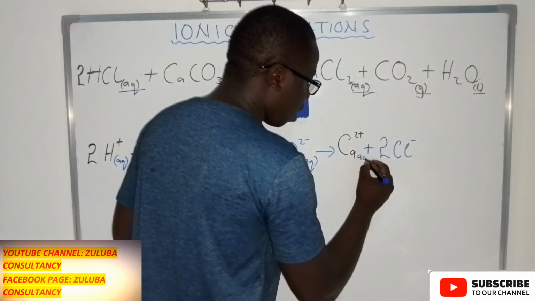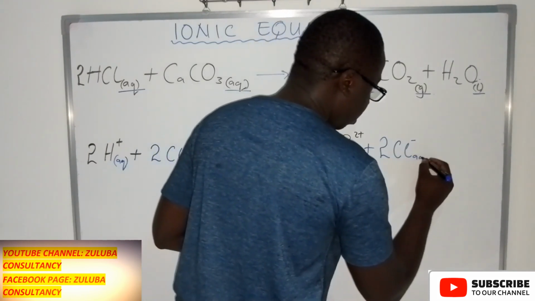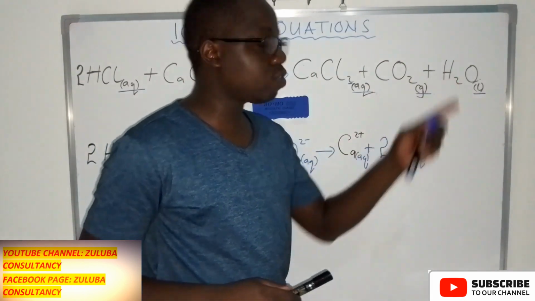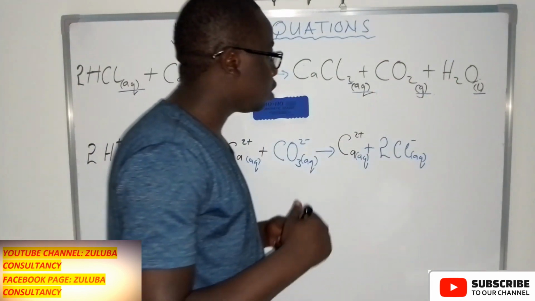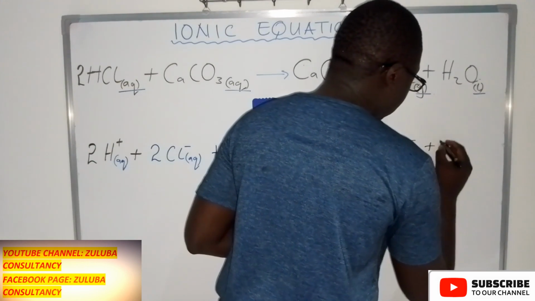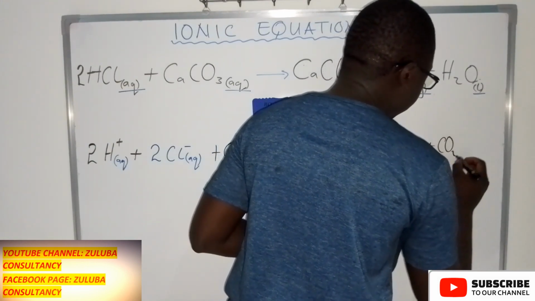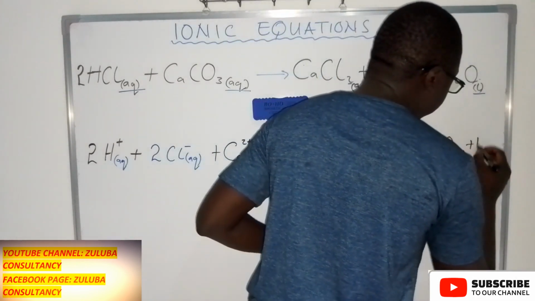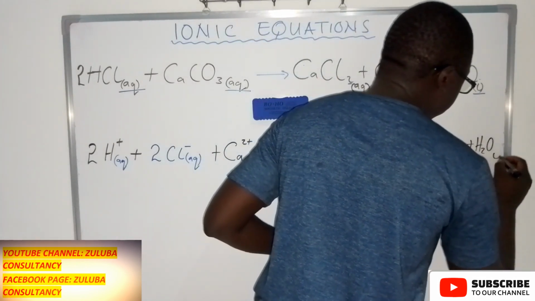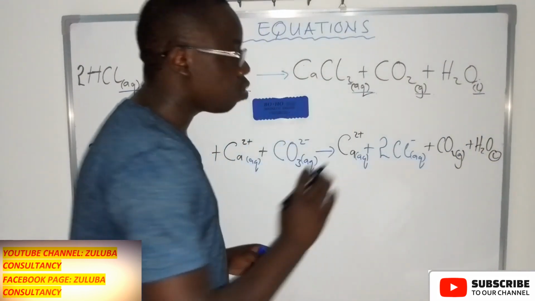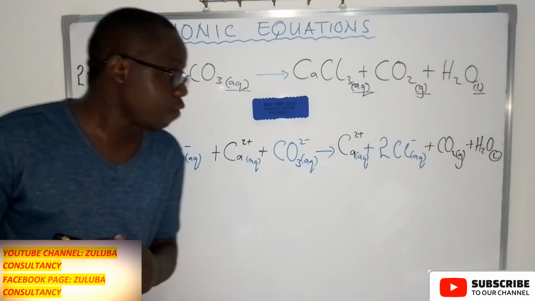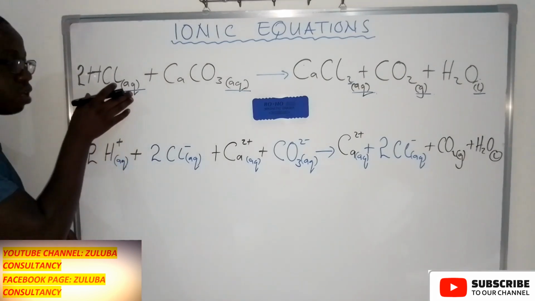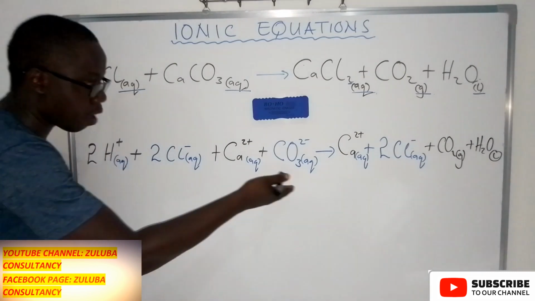So these are in aqueous. Then we said these 2, because there is a gas and a liquid, they do not change. So we'll put this, which is carbon dioxide, and water there, which is a liquid. Those, they will not change. So if you look at this, we have managed to split the ionic compounds into their ions.